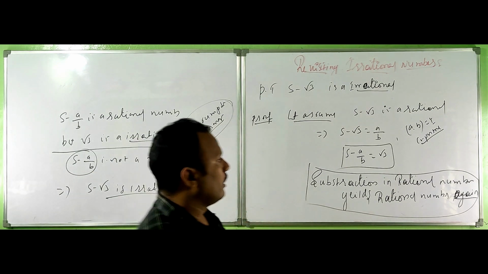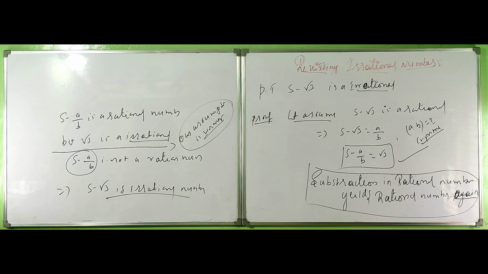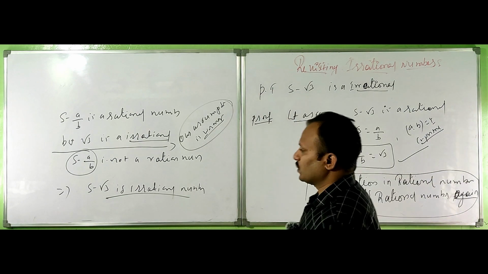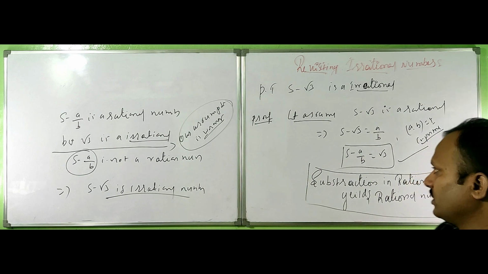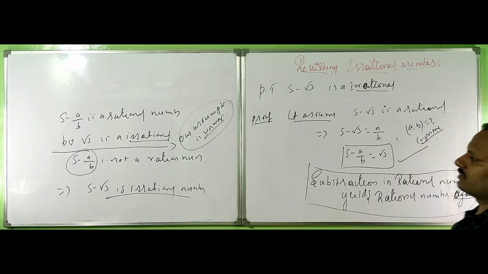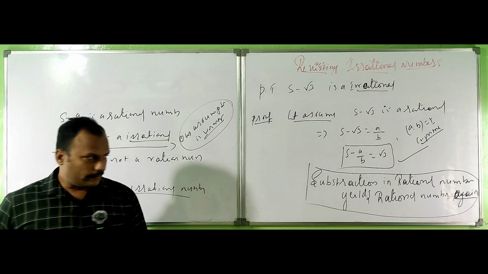Here also we can write: subtraction of rational numbers is a rational number again. But 5 minus a by b is equal to root 3, where root 3 is an irrational number. Therefore, 5 minus root 3 is an irrational number. You can write that also. That's enough.